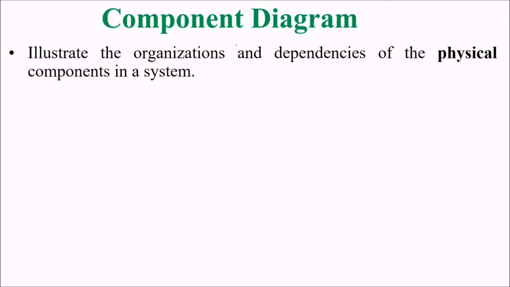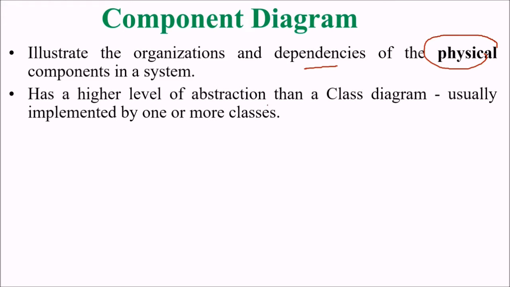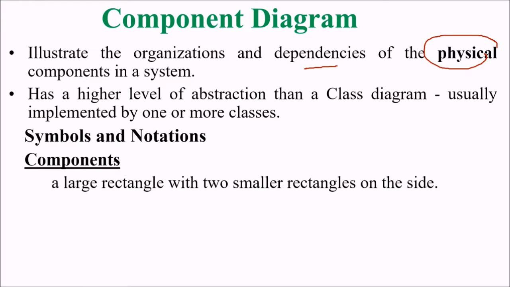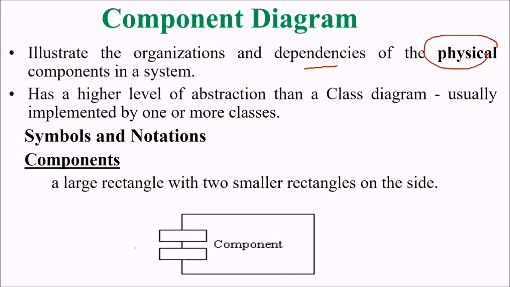Okay. Now, component diagram. This illustrates the organization and dependencies of the physical components. Please understand, this is very important. It is talking about the physical components. It has a higher level of abstraction than the class diagrams and is usually implemented by one or more classes. We have certain symbols and notation for components. A large rectangle with two smaller rectangles, half inside, half outside on the side. This is the component, a physical component of a system.